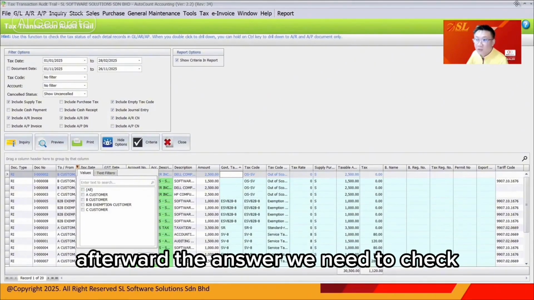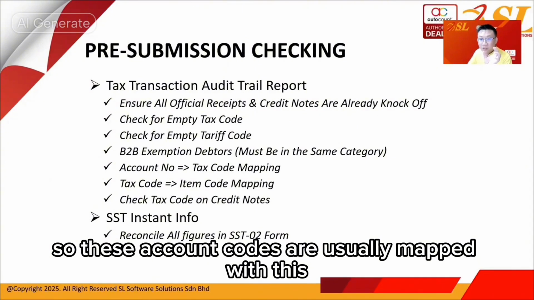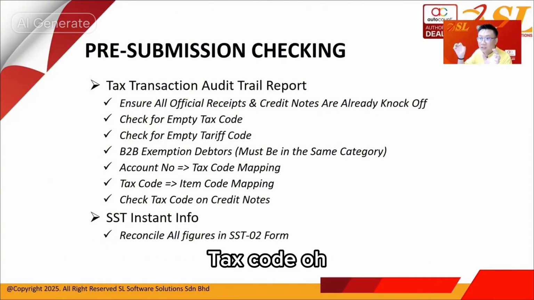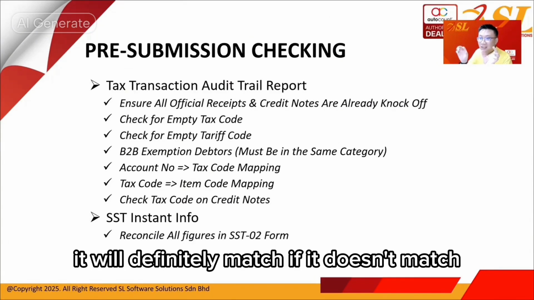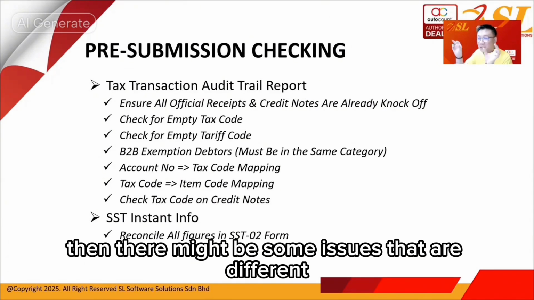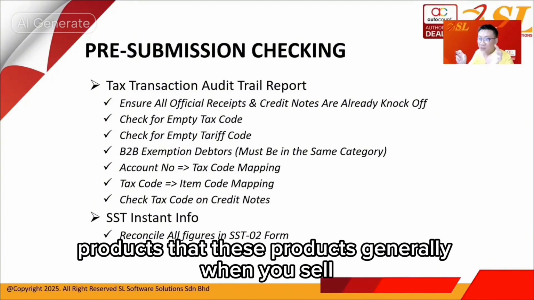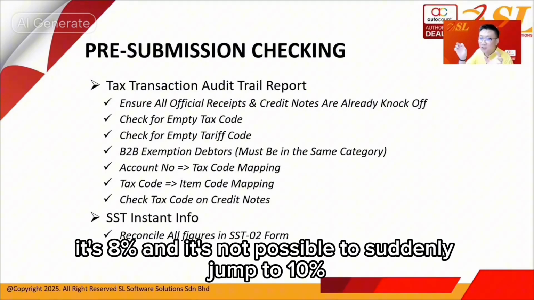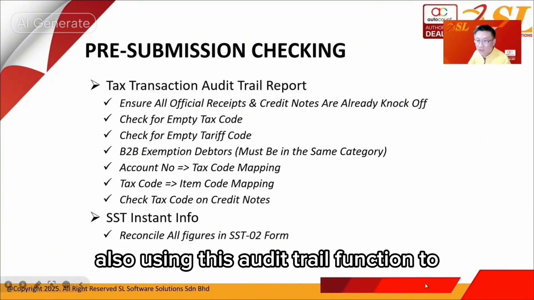So afterward, what we need to check is to look at those account codes, okay? So these account codes are usually mapped with this tax code. Oh, usually this account code might be accounting fees. Accounting fees are usually 8%. It will definitely match. If it doesn't match, then there might be some issues that are different, so we can also start from products. Then these products, generally when you sell, it's 8%, and it's not possible to suddenly jump to 10%. It's viewed from two angles, also using this audit trail function to check this thing.